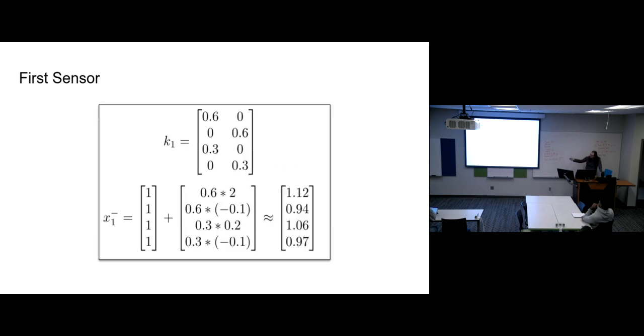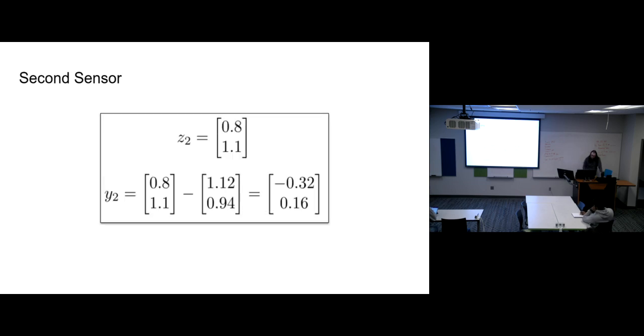We're computing a Kalman gain out of this, and then this X predicted state is what it thinks the predicted positions of the vehicle are, given that one sensor. So it thinks that its initial condition was 1, 1, 1, 1, straight ones, and it predicted 1.12, 0.9, 1.6, 0.97.